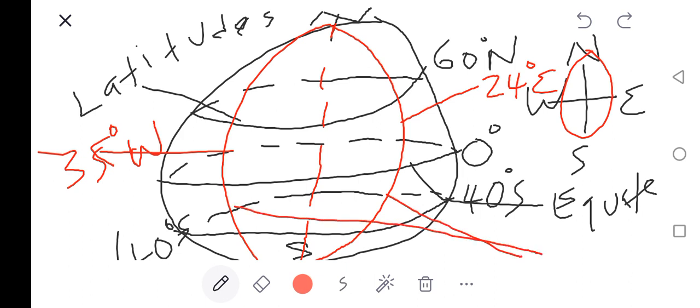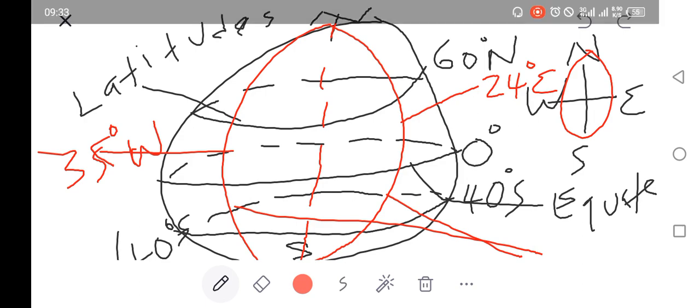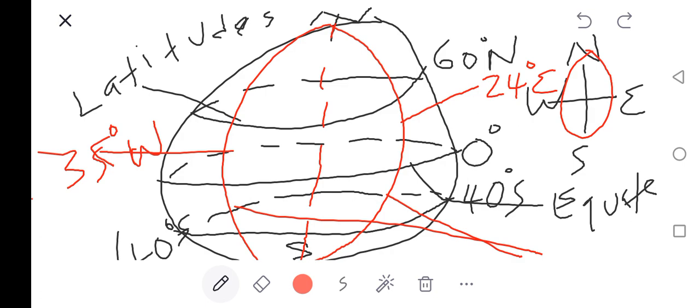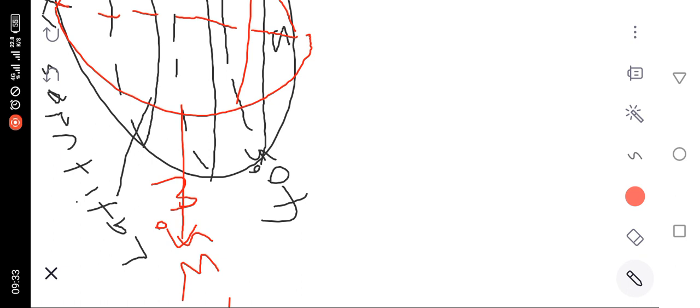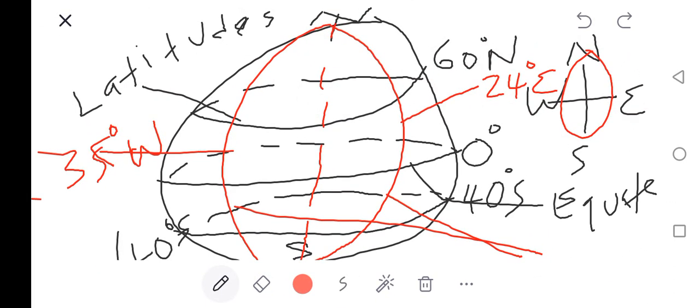But these two lines, which separate the west and the east, are called longitudes. So let's copy something like that in your book.